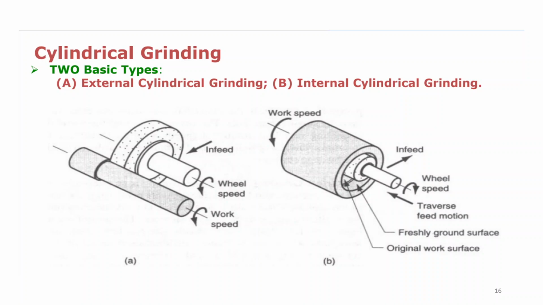Then you have cylindrical grinding, which can have two types: external cylindrical grinding and internal cylindrical grinding. This might be confusing, which part of the wheel you are using, the internal part or the outer part of the wheel. So you have to remember, in case of external cylindrical grinding, the external part of the wheel is used, while in case of internal, the internal part of the wheel is used, that you are finishing.